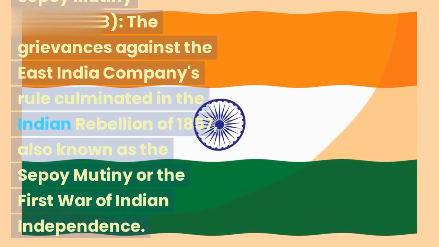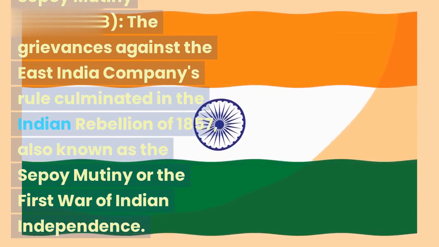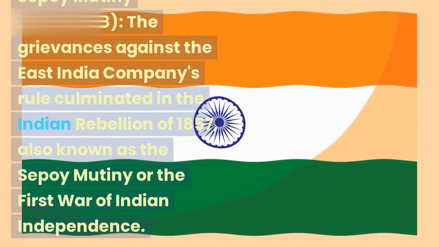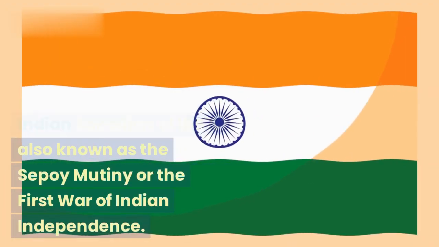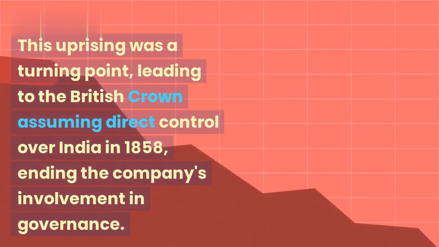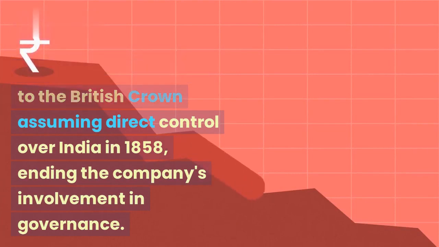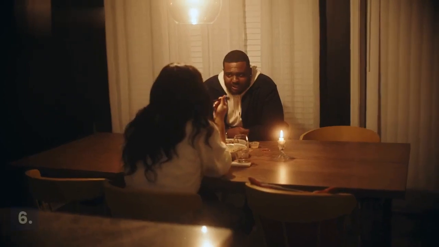5. Sepoy Mutiny, 1857-1858. The grievances against the East India Company's rule culminated in the Indian Rebellion of 1857, also known as the Sepoy Mutiny or the First War of Indian Independence. This uprising was a turning point, leading to the British Crown assuming direct control over India in 1858, ending the company's involvement in governance.